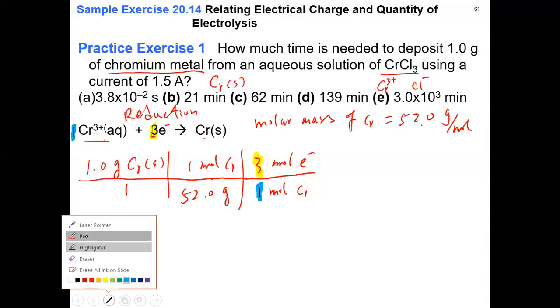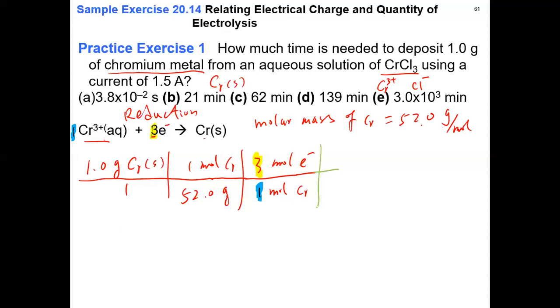All right. So once we get that, we can do another conversion to find out what is the coulombs, right? To do that, we use the Faraday number. The Faraday number tells us for 1 mole of electrons, we have 96,485 coulombs.